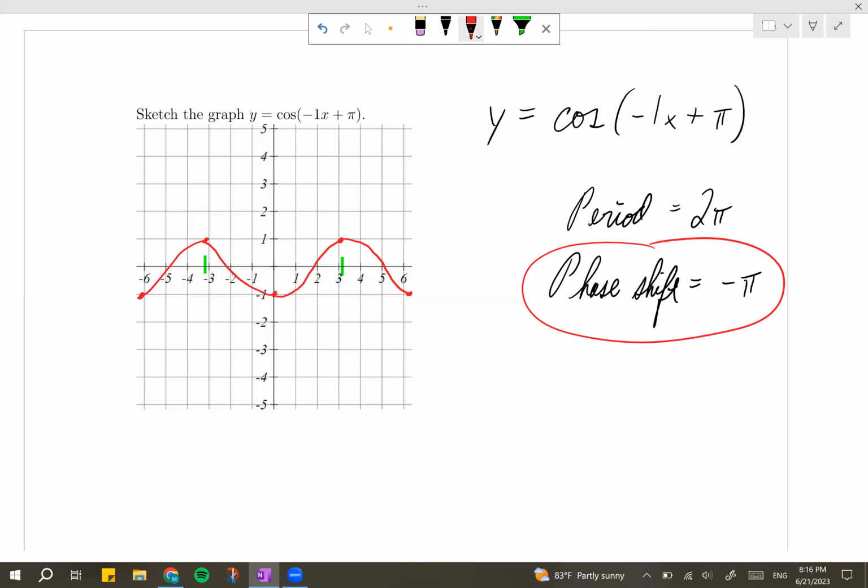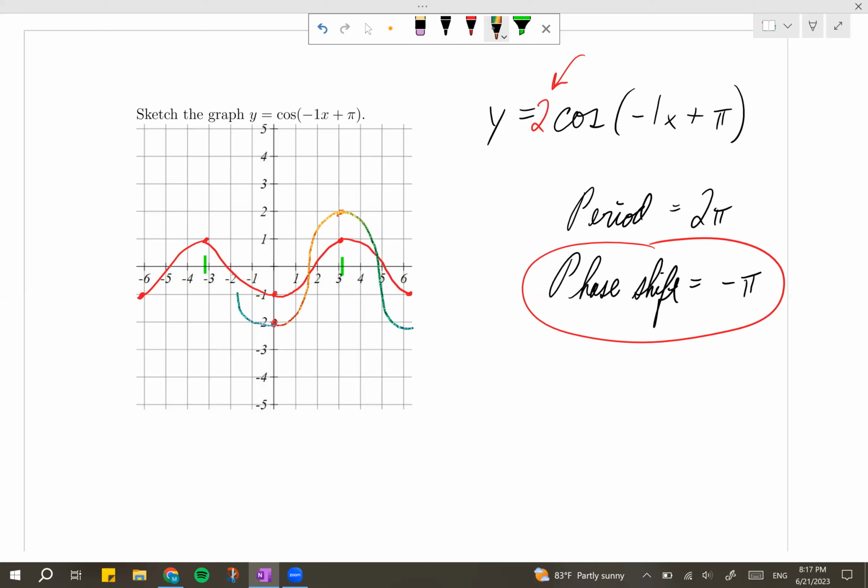Right? There's no constant here in front of my cosine, which means that my amplitude is still 1. This length is still 1. This length is still 1. If there was a 2 here, instead of going down to negative 1, it would go down to negative 2. Let's change the color. Let's use this color. It would go down to negative 2 and then up to positive 2. So it would look something like this.